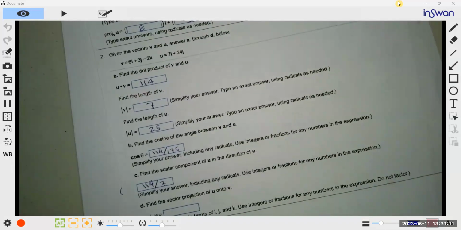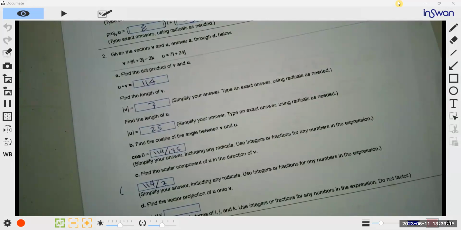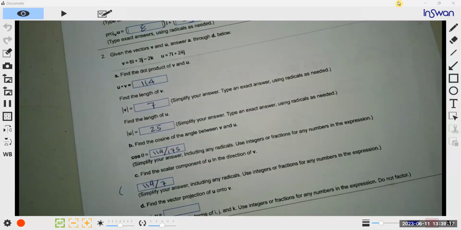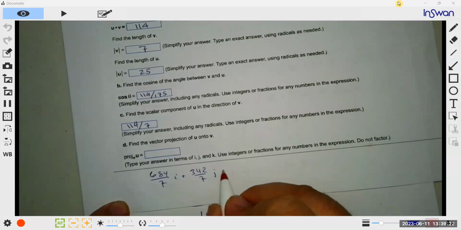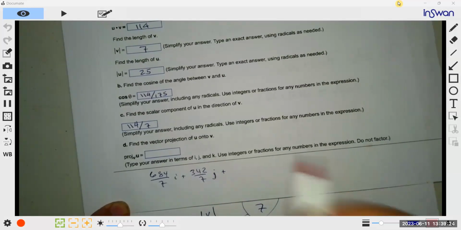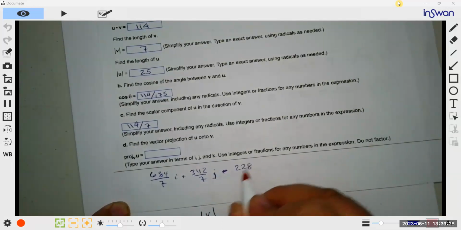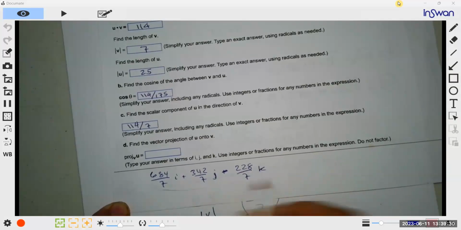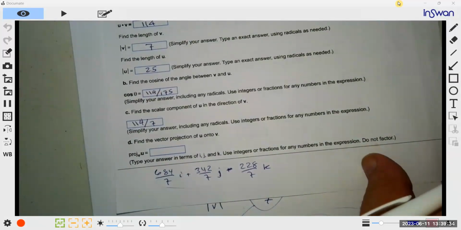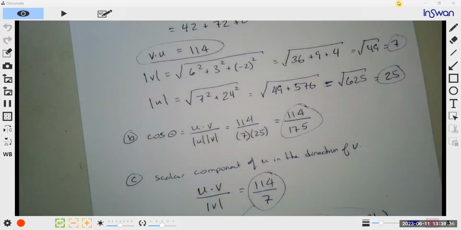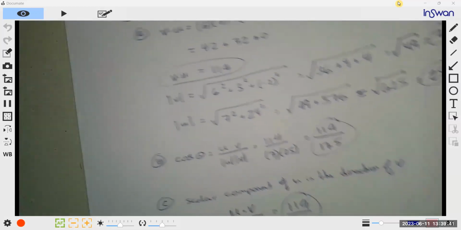Put into terms, so it's 684 over 7i, 342 over 7j, minus 2. All right, so that is that page.